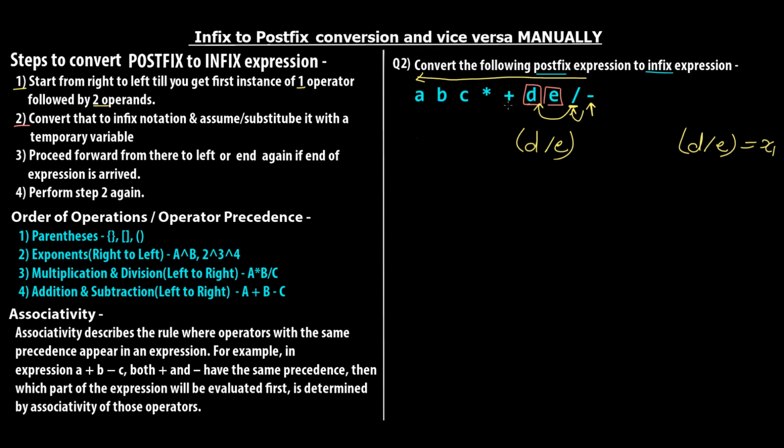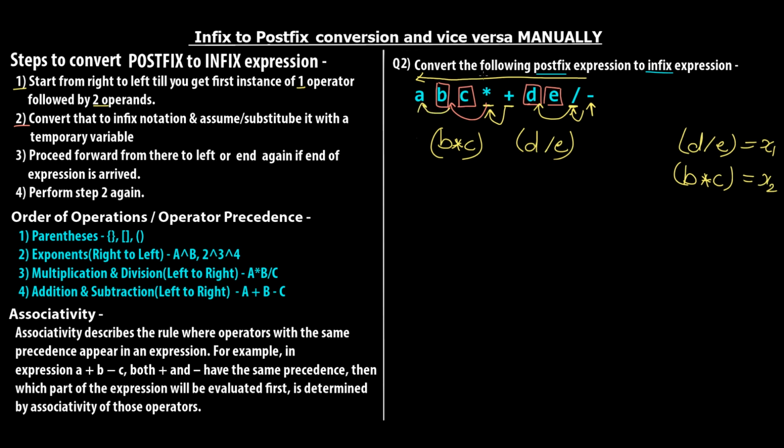Let's move forward. Then we have plus operator. Is it followed by two operands? No, we have star over here. So we move forward. Then we see star operator. Is it followed by two operands? Yes, we have C and B. So after star operator, we have C and B. So you have to convert that to infix format. So star will come in between. So after conversion, we will get B star C. And again, we'll assume B star C as x2. Then we'll move forward. We only have one operand left.